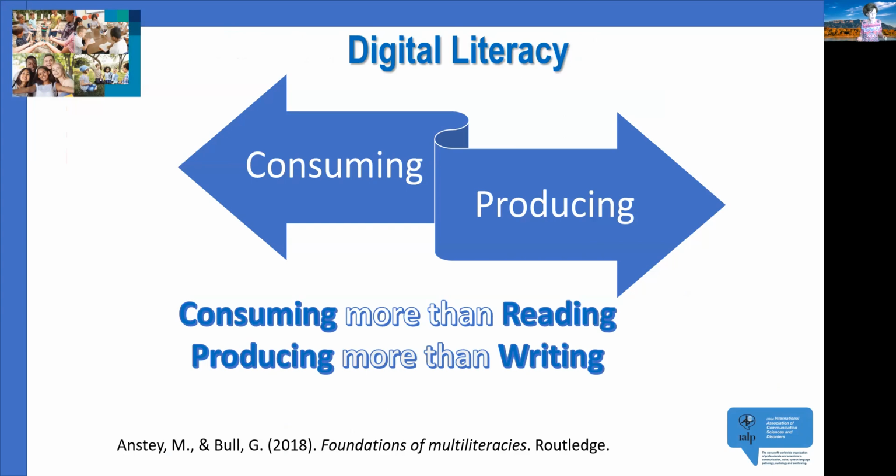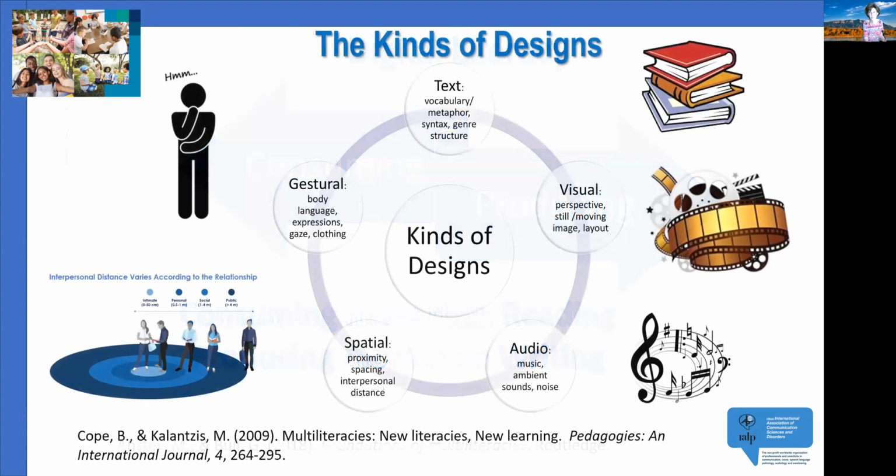Now, for print, we usually talk about reading and writing. For digital literacy, Yancey and Bull say we should use the terms consuming and producing, because with digital media, we're doing so much more than just reading. We're consuming visual, gestural, auditory, print information. And similarly, we're not just writing, we're producing multimodal texts.